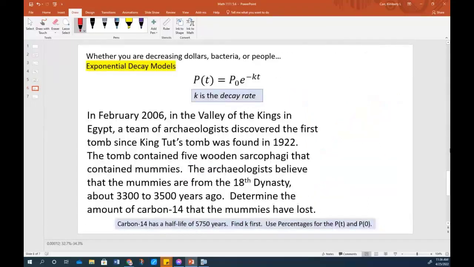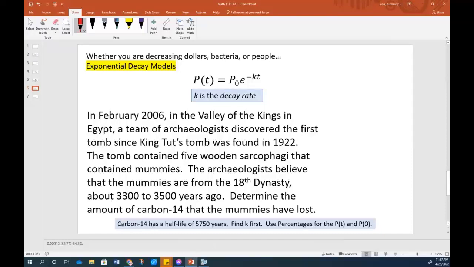Now that was about increase. When we have decrease, we actually have the exact same kind of thing, only instead of a growth rate, K becomes a decay rate. And we have a negative here. The negative is what makes it go down instead of go up. So you do have some carbon-14 problems in your homework, and that's why I particularly wanted to do this problem.